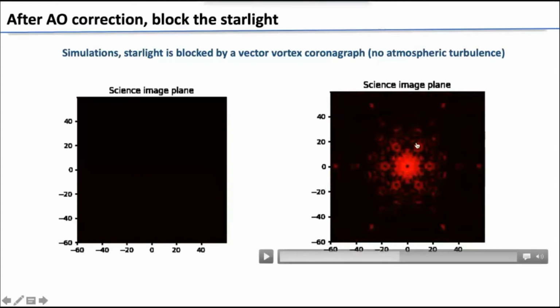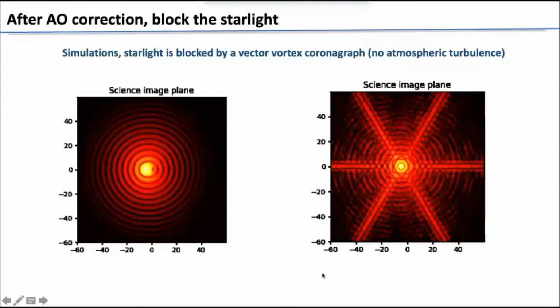This is diffraction, and that is why, even after blocking the starlight, we still don't see planets, because they are hiding underneath the residuals of the diffraction pattern. And this gets worse when you add the Earth's atmosphere.